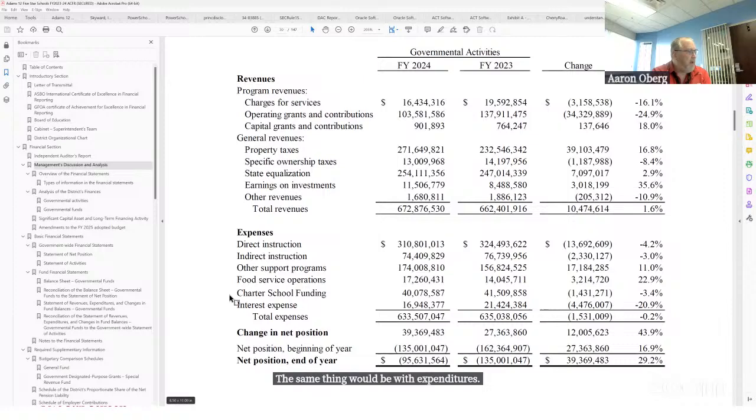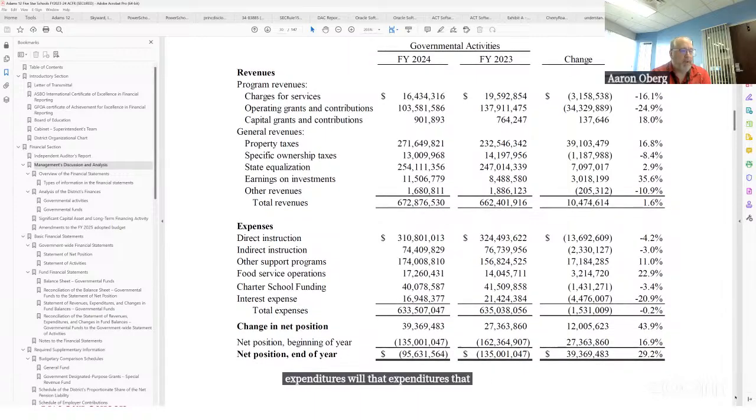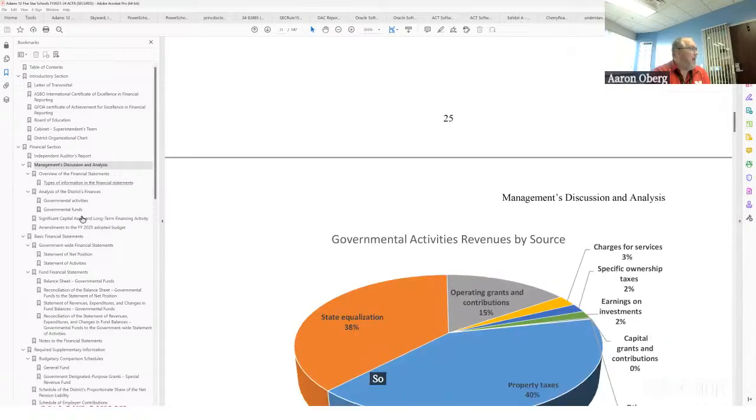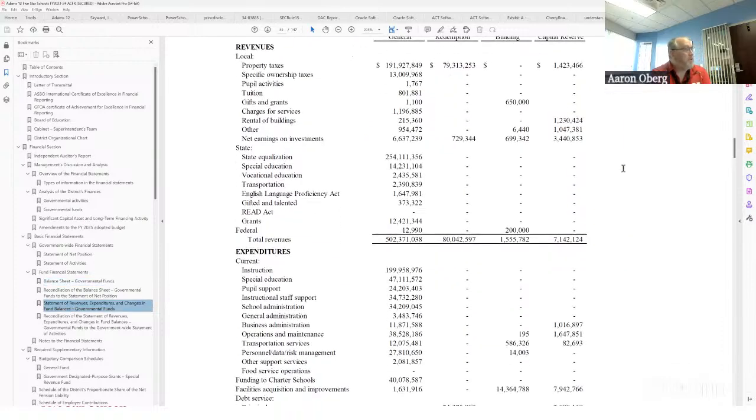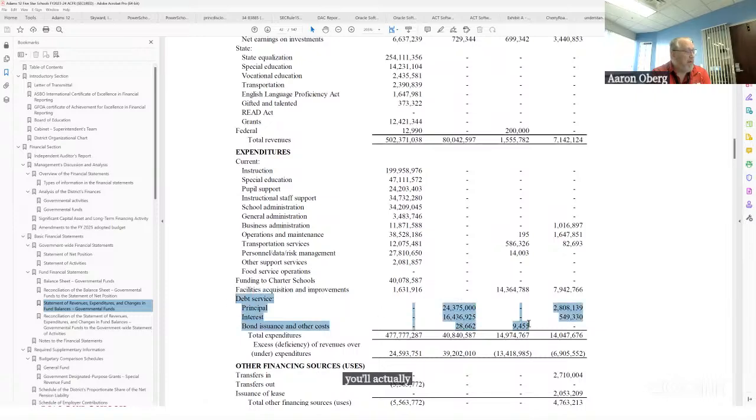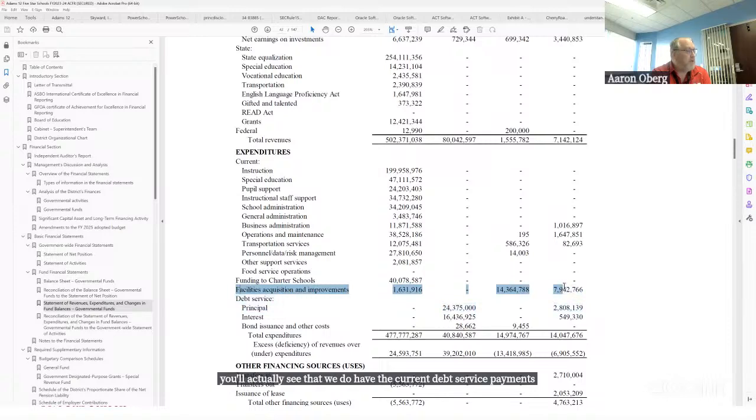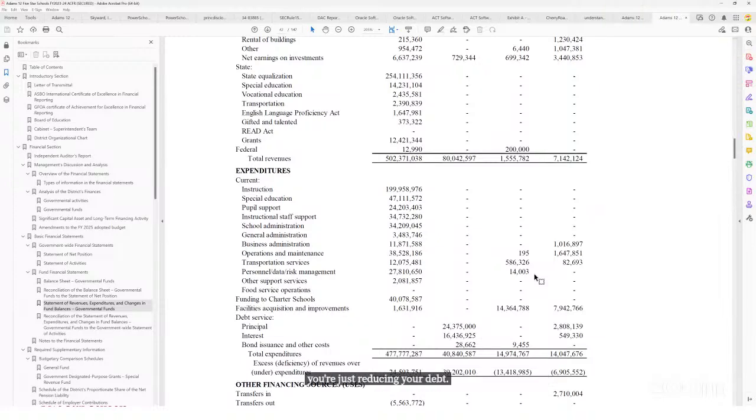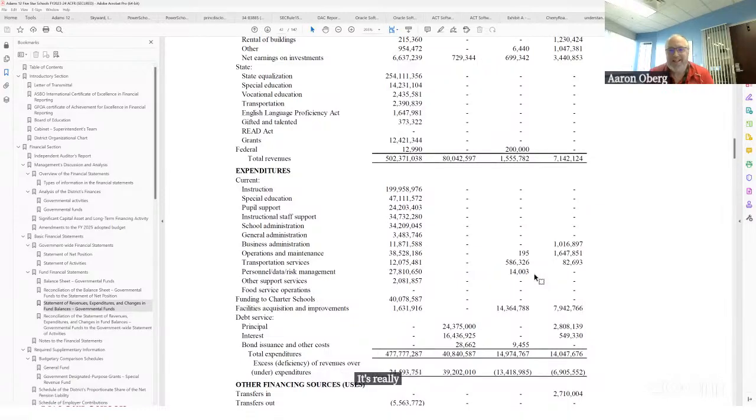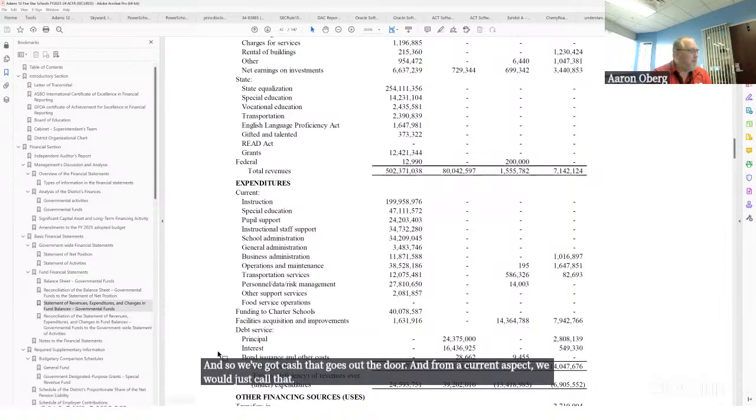The same thing would be with expenditures. You would see in these areas that we have no capital expenditures. Well, that cannot possibly be true. So when we look at the governmental fund financials, you'll actually see that we do have the current debt service payments and our facilities acquisition and expenditures on these statements. Those don't exist on the others because you don't have an expense for debt service the other way around. You're just reducing your debt. As opposed to, no, it's really a use of cash. We've got cash that goes out the door, and from a current aspect, we would just call that an expense.